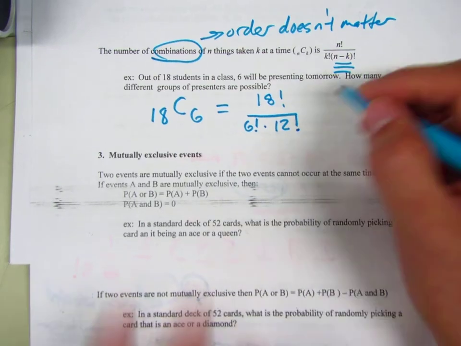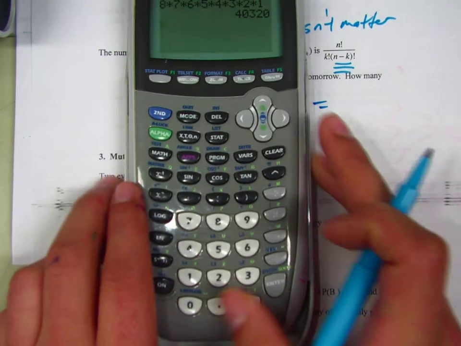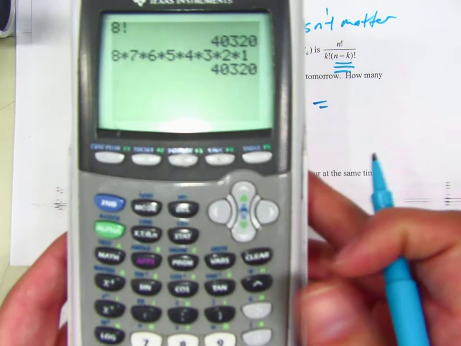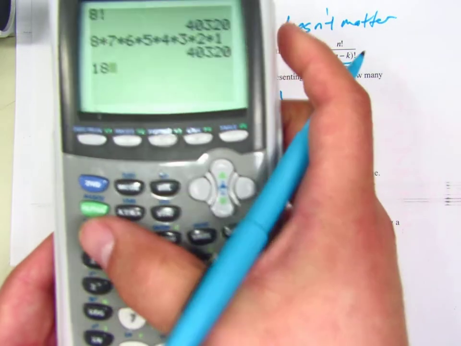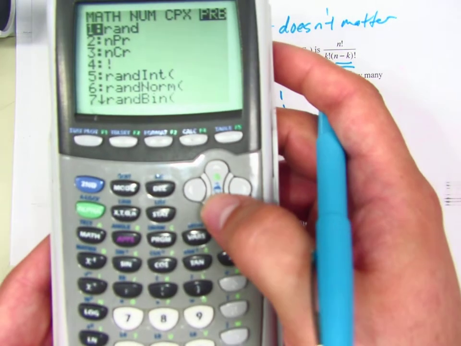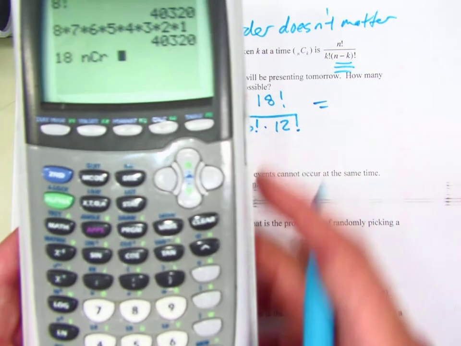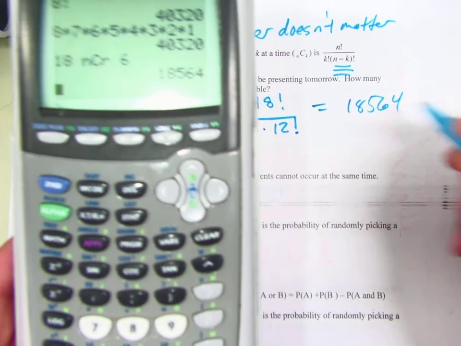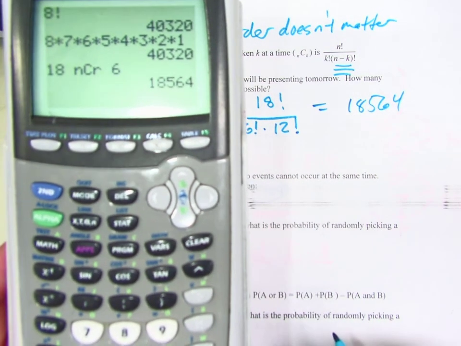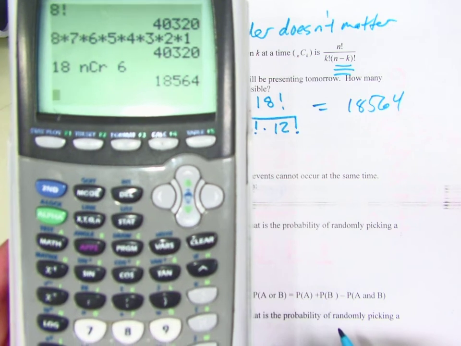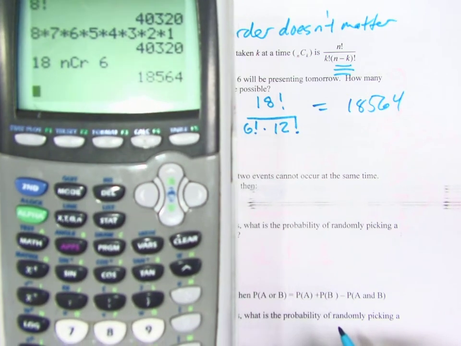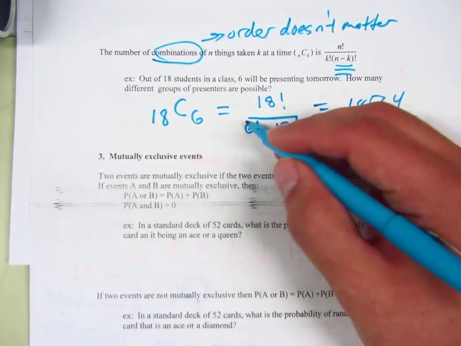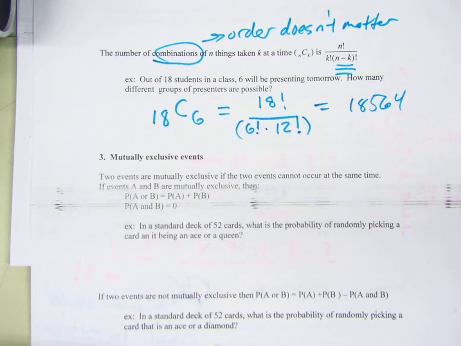Okay. And by the way, on the calculator, if you wanted to do 18 choose 6, you do 18, go to the menu, nCr, 6, and there you are, 18,564. If you typed it in like this, make sure your denominator has parentheses around it.